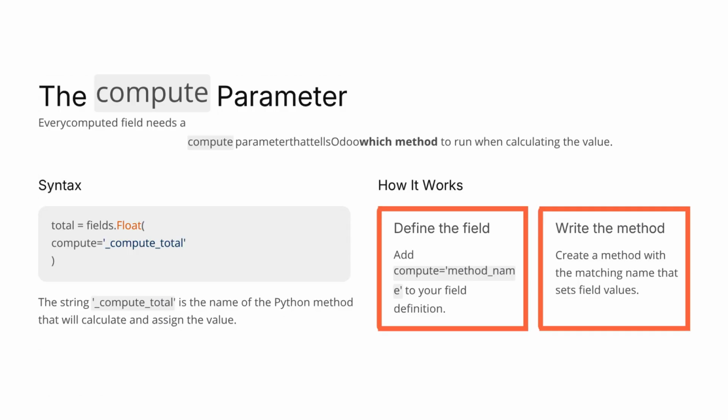Every computed field needs a compute parameter. This parameter tells Odoo which Python method should calculate the field value. For example, compute equals _compute_total. This means the method named _compute_total will generate the field value automatically. So the field definition and compute method always work together.